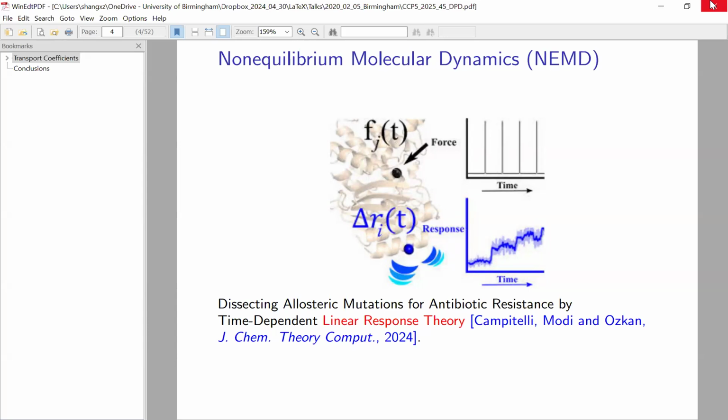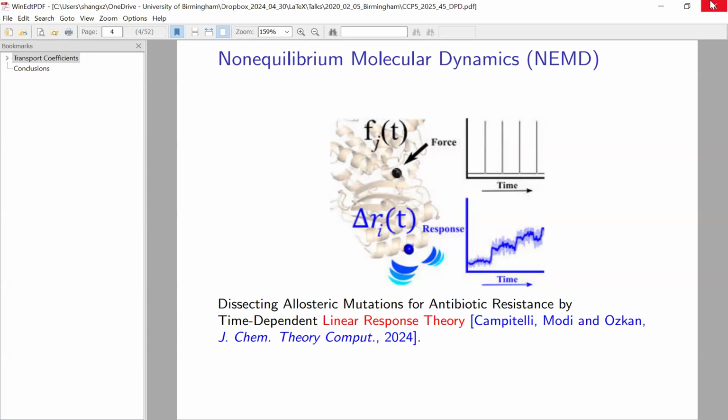The way this NEMD approach works is that we add an additional force, which is non-gradient, and try to generate some additional responses like what I'm showing here in blue. Then in the linear regime, we can use this famous linear response theory to estimate the transport coefficient. So this is a typical way to use non-equilibrium molecular dynamics to estimate the transport coefficients.